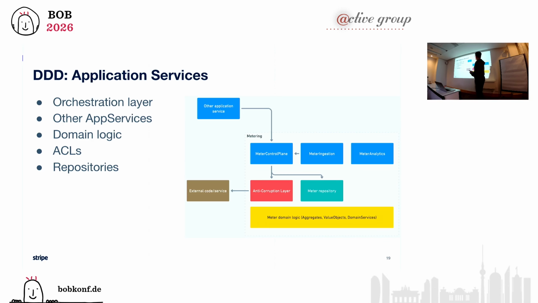So yeah, I already talked about the application service. Basically, it's the orchestration layer. It talks to other app services. It is a public interface. It calls domain logic, access control, and repositories.